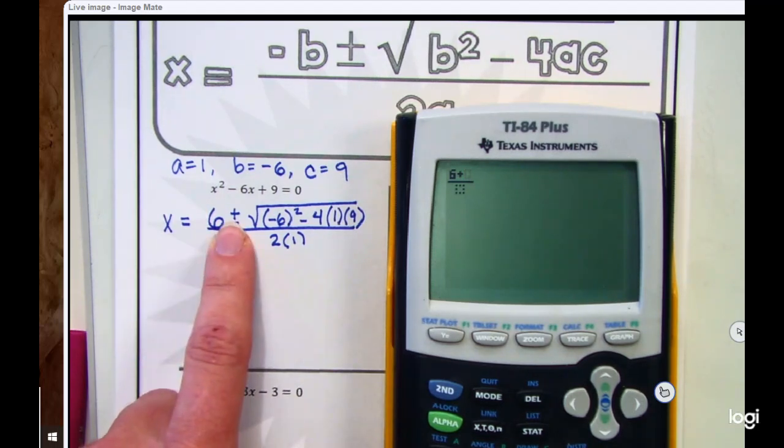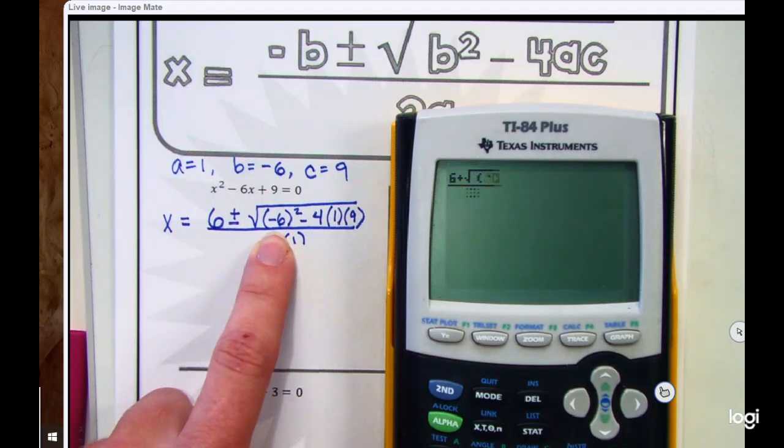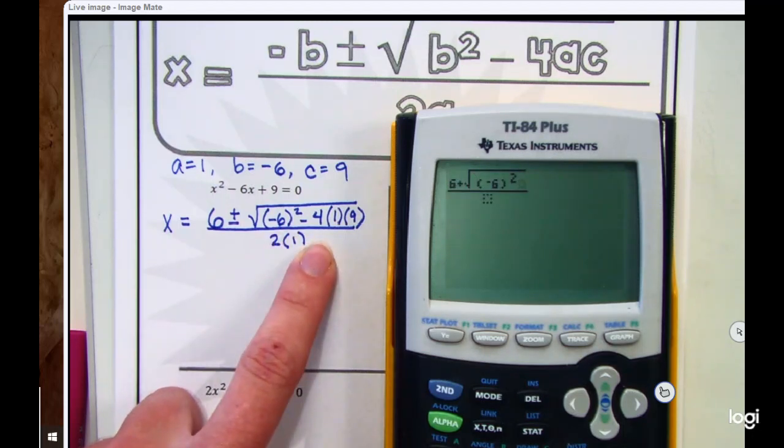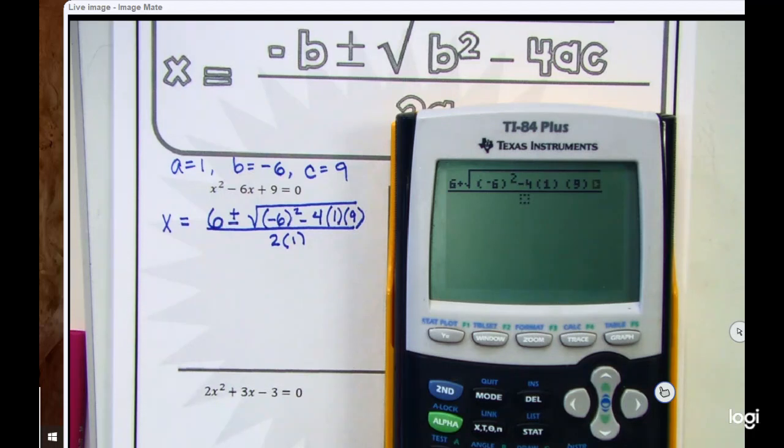So I'm going to do the plus one first, square root of negative 6 squared minus 4 times 1 times 9. How'd I do? Does my numerator look like it needs to? I'm really asking because my glasses are done. All right. Then I'm going to arrow down to the bottom, and I will put 2 times 1. Is that my quadratic formula? Now I can hit enter. My first answer is 3.